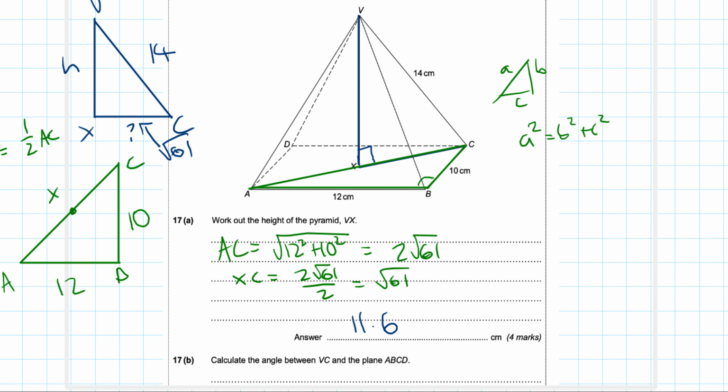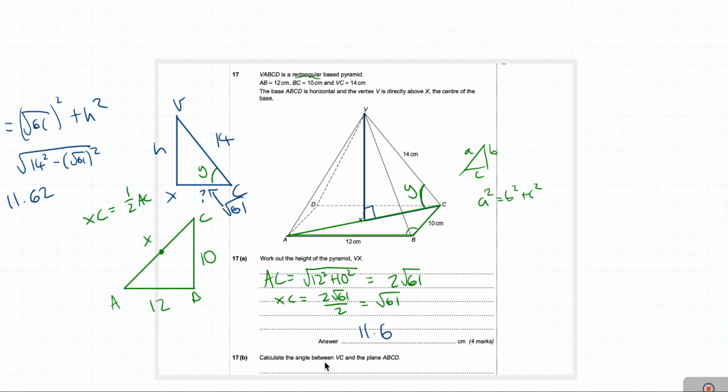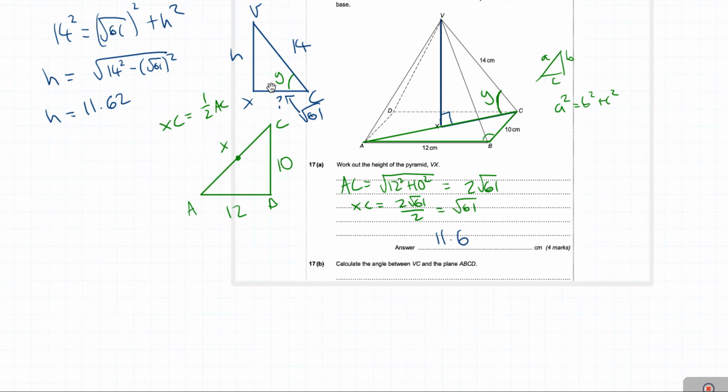So the plane ABCD is the horizontal plane, so it's the flat base here, and VC is this side here. So essentially we're trying to find this angle here. Remember the line XC or AC is running along the horizontal plane, so it's this angle here. We'll call it Y. And if we look, we've already drawn a triangle that represents this. So here we can say that this is Y here. And from here we can use SOHCAHTOA using any of these sides that we found. H equals 11.62, 14 or root 61. It doesn't matter which one you pick.